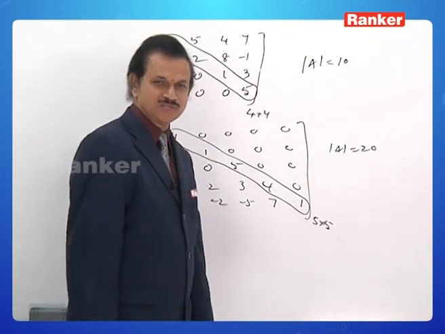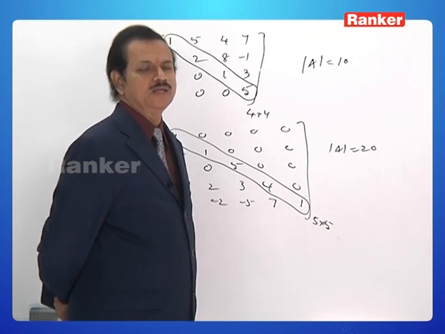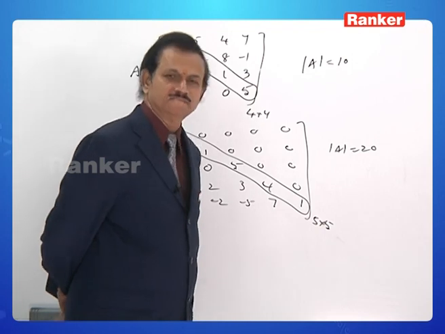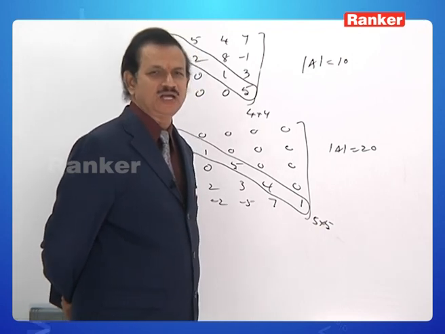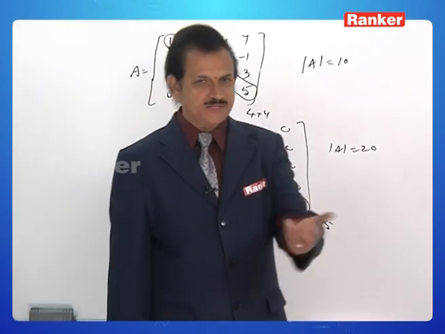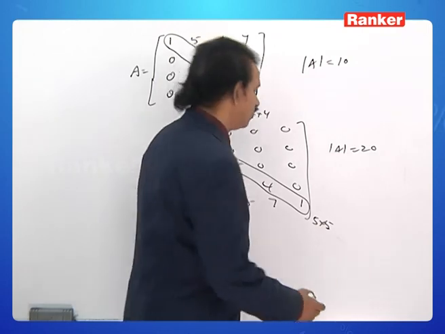I think you have noticed, if there is a triangular matrix, either upper triangular or lower triangular, it is immaterial. If it is triangular, then its determinant is the product of the diagonal elements. Well done. Let us consider one more example.